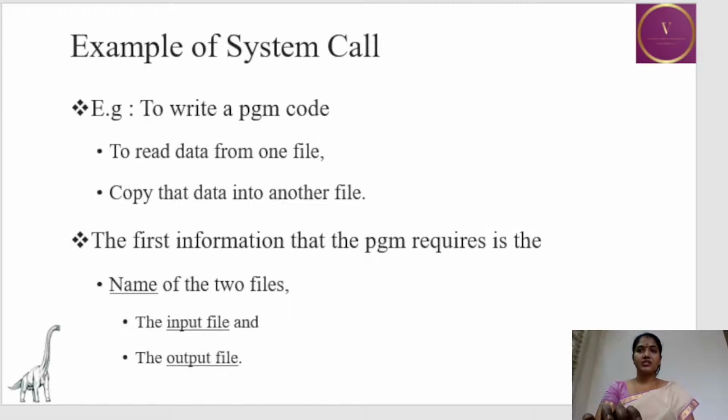Next is an example of a system call. Let's take an example of copying content from one file and writing that content to another file. So what are the things that we require for this function? In order to write a program code, you have to read from one file and copy that into another file. First, you have to give two pieces of information. What are they? Name of the two files, that is the input file and the output file. The file from which you are going to take the information is the input file, and the file in which you are going to write, that is copy the information, is the output file. So you have to get the names of two files.